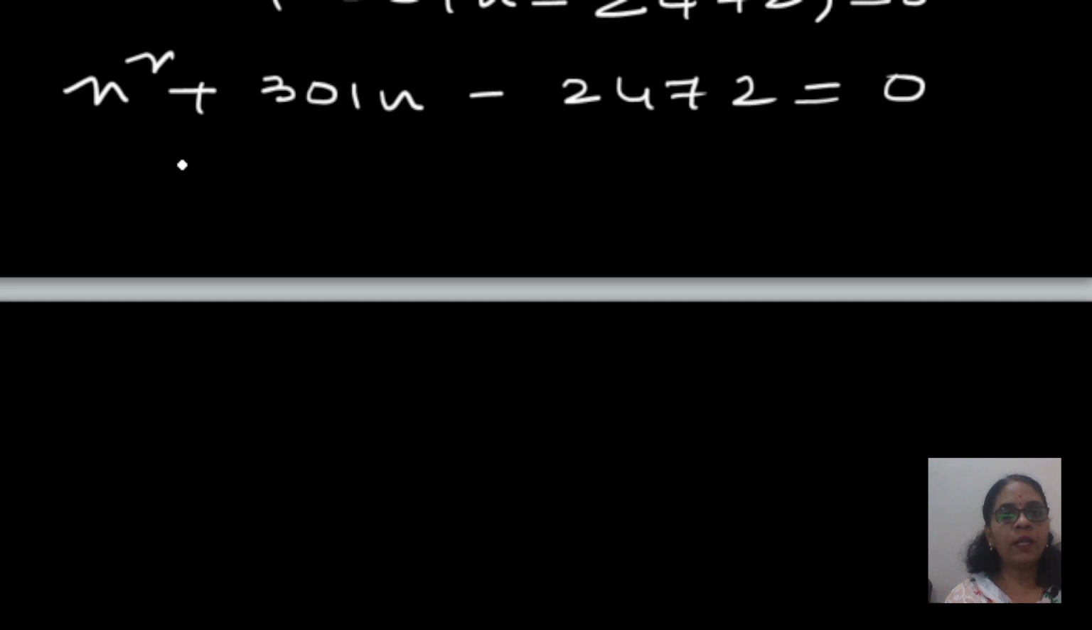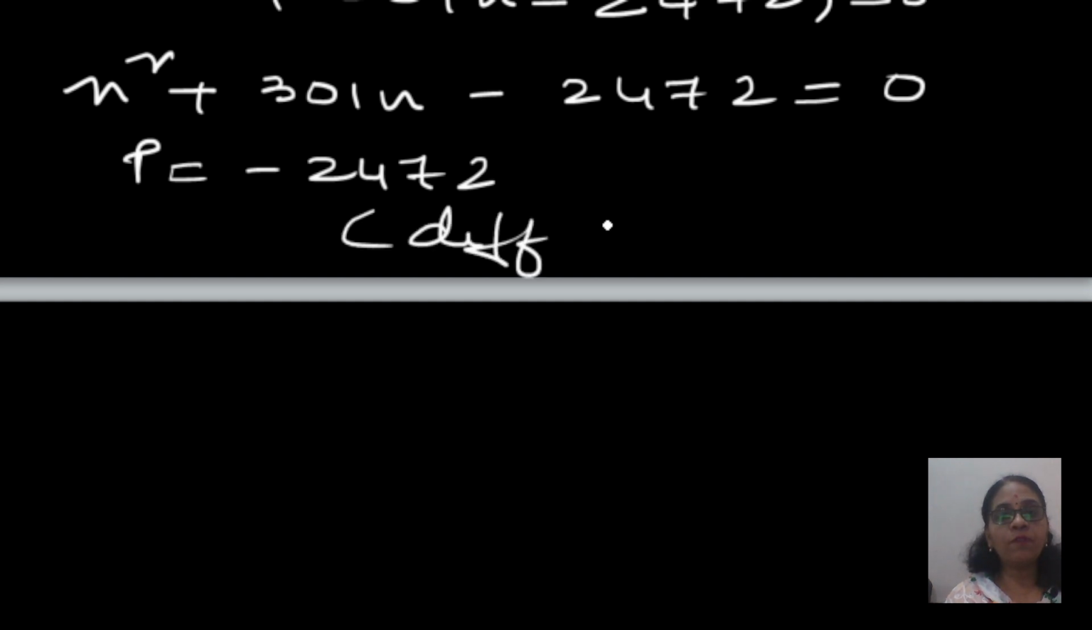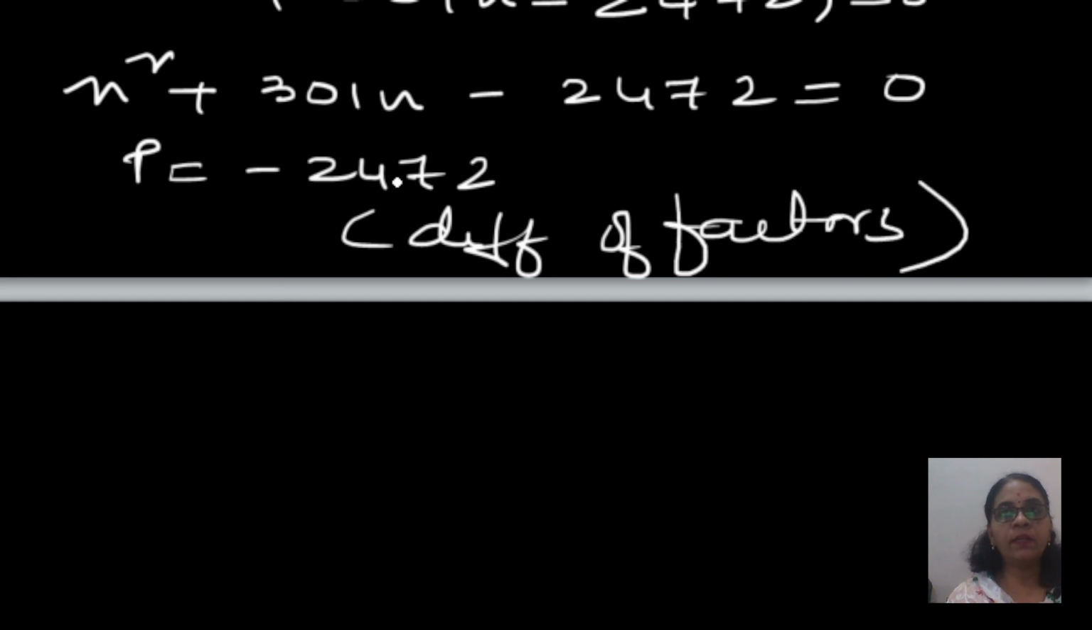Now what is the product here, children? The product is minus 2472. Now we have to find the factors of 2472 and we have to take the difference of factors to get the middle term. It may seem a little confusing or you may feel it's such a big number, but children, believe me, it will be super easy. You just have to take small steps.